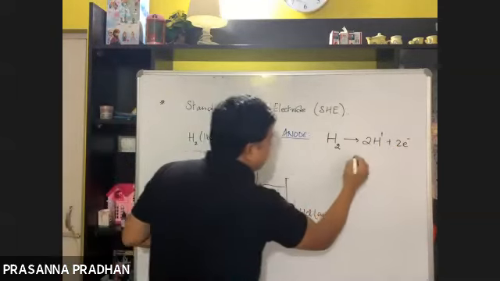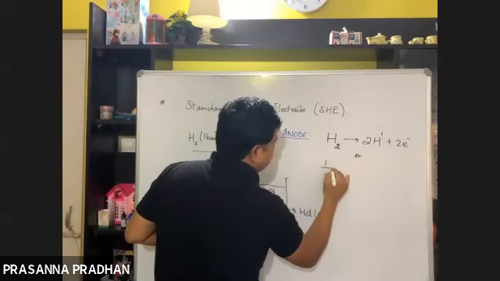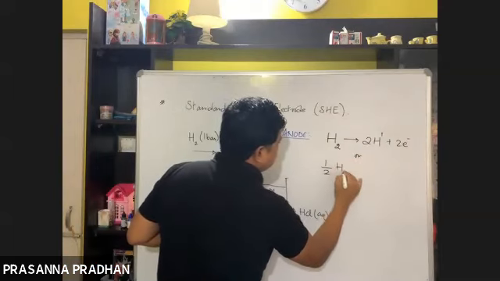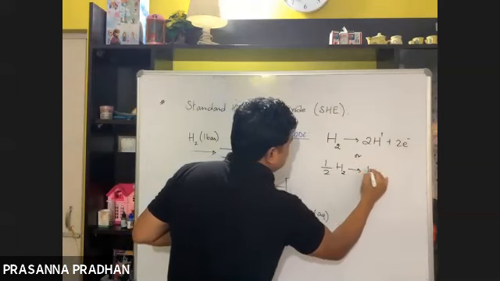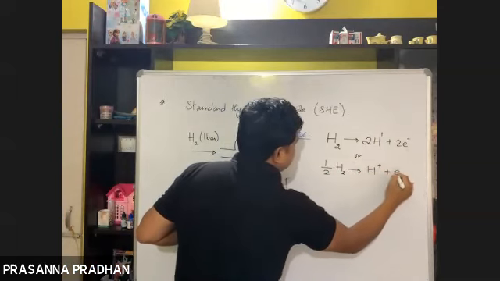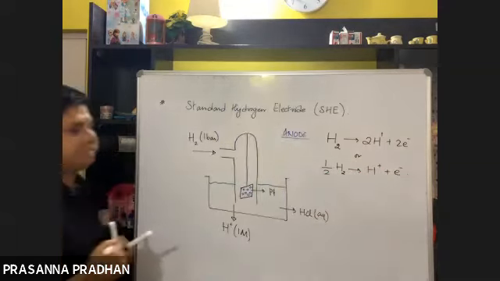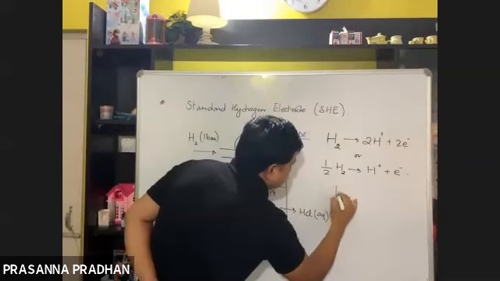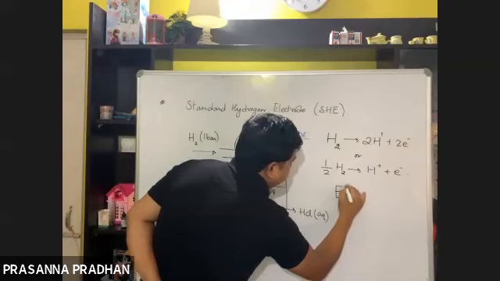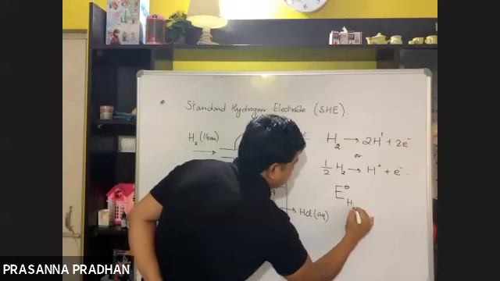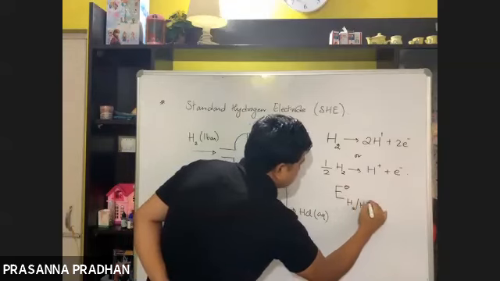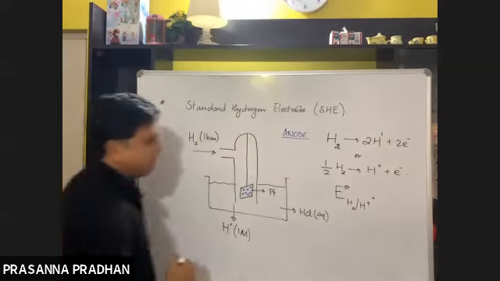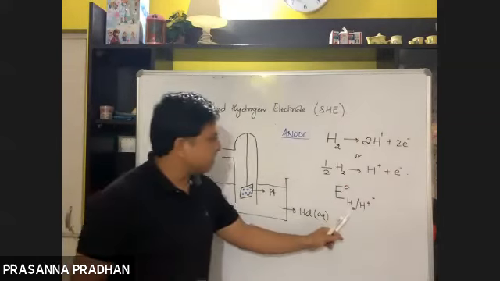Or if I wish to, you can add on the reaction like this as well. Half H2 gives us H positive plus a single electron like this. So what will be the oxidation potential now? E naught H2 undergoing oxidation to H positive. Okay, H2 undergoing oxidation to H positive.